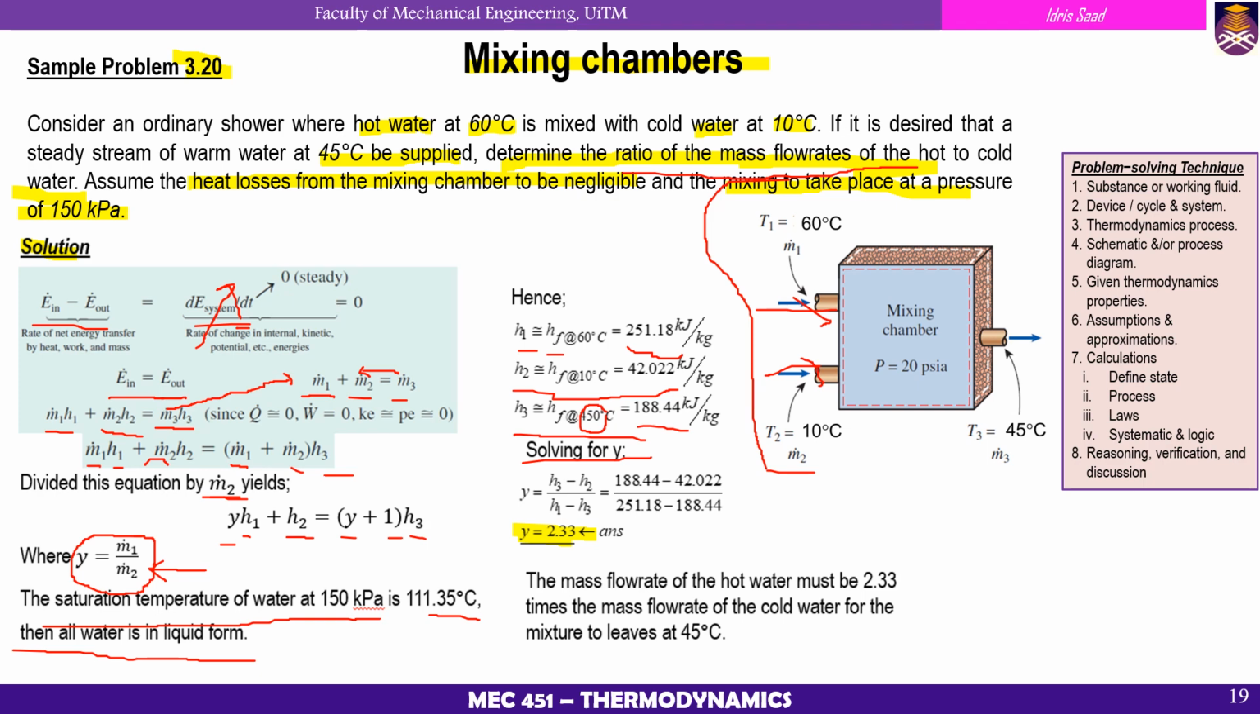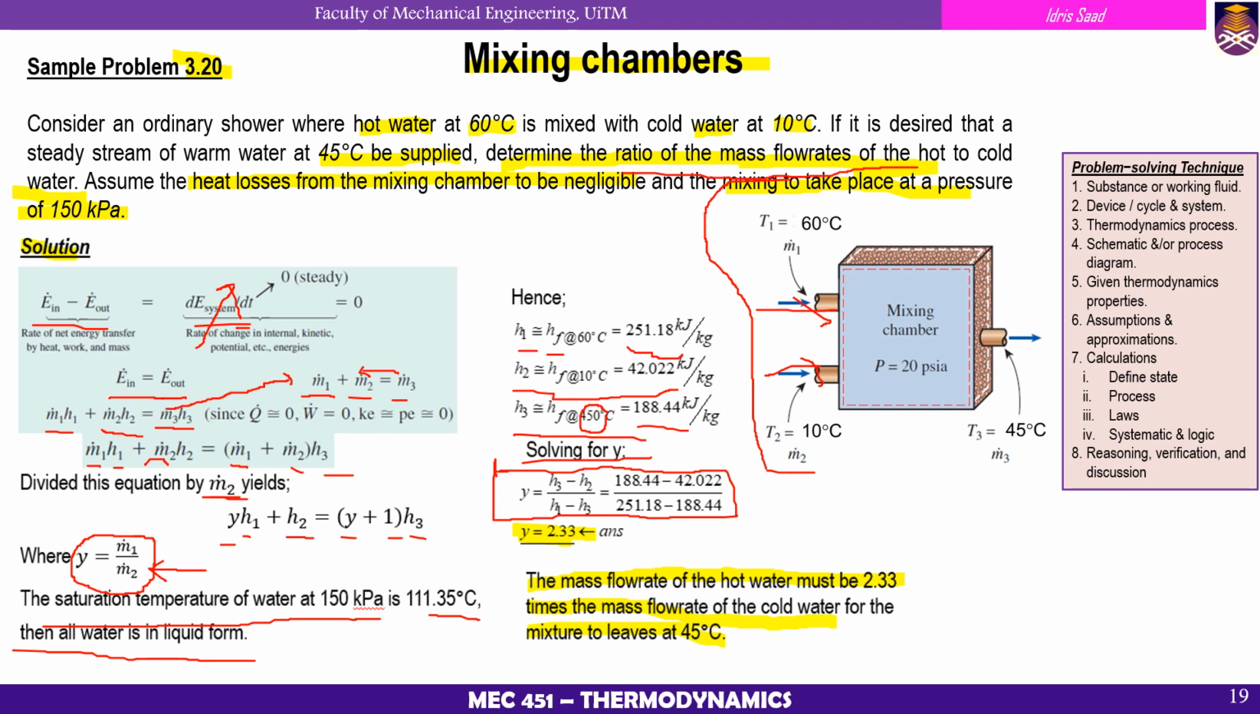That means 2.33 parts of hot water plus 1 part of cool water at 10 degrees Celsius, you will get water at 45 degrees Celsius. So it says that the mass flow rate of the hot water must be 2.33 times the mass flow rate of the cool water for the mixture to leave at 45 degrees Celsius. So basically, in a mixing chamber, we just determine this ratio, the ratio between hot to cool or something else.